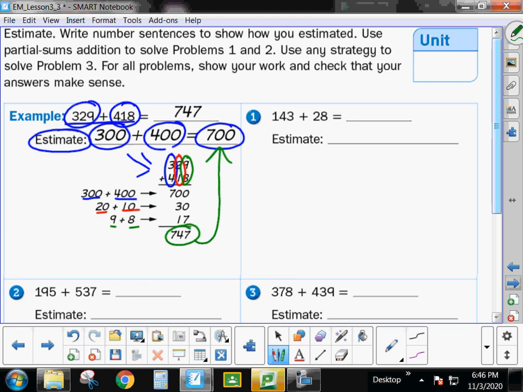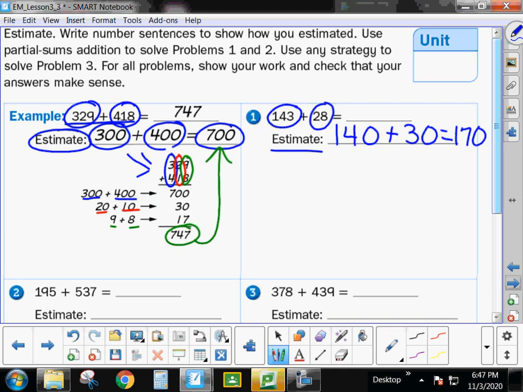All right, so let's do one of these together. So I have 143 plus 28. Now let's do our estimate first. 143 is really close to, what is 143 really close to? And you could either round it to the nearest tens or you could round it to the nearest hundreds. I'm going to go ahead and say 143 is really close to 140. All right, and then I'm going to take my 28. 28 is really close to 30. Now these are easy numbers to add, right? 140 plus 30. So my answer should be close to 170.